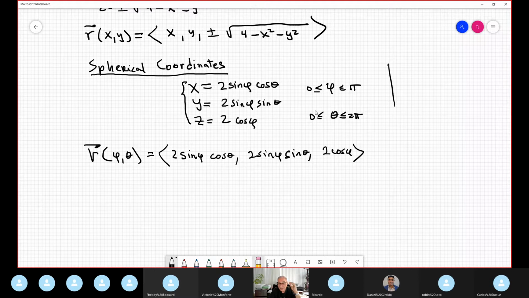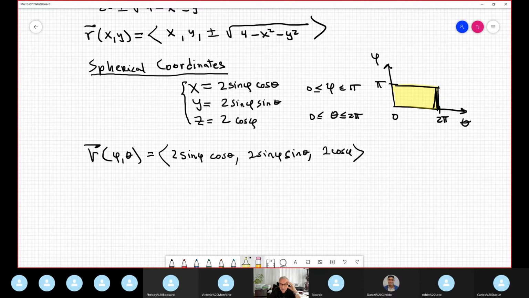So if we represent this domain graphically, this is theta, this is phi. Because it's 0 to pi here and this is pi, we represent a rectangle. This is our domain of the parameterization of the surface.